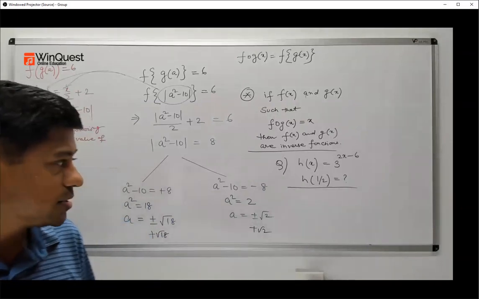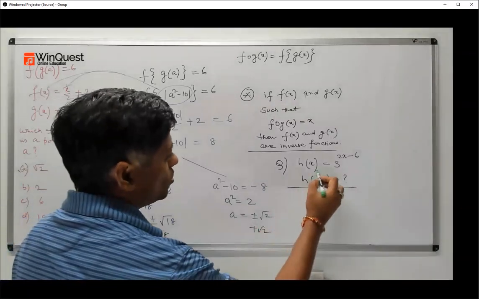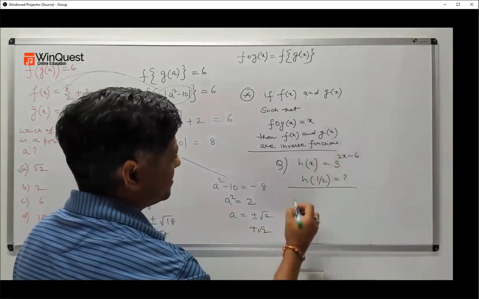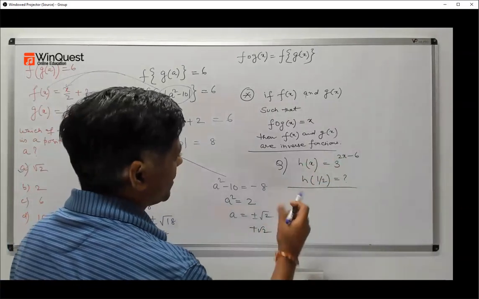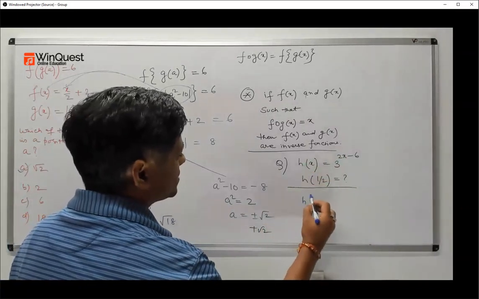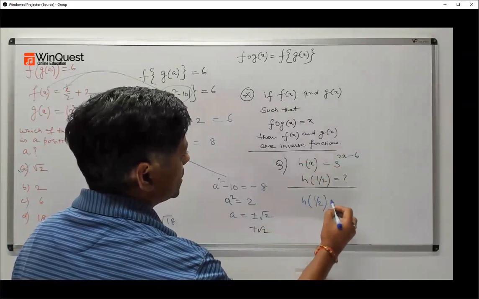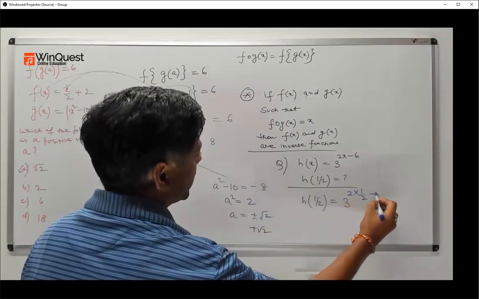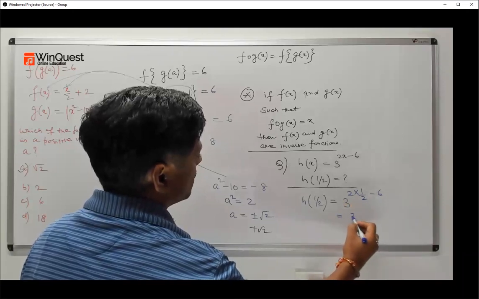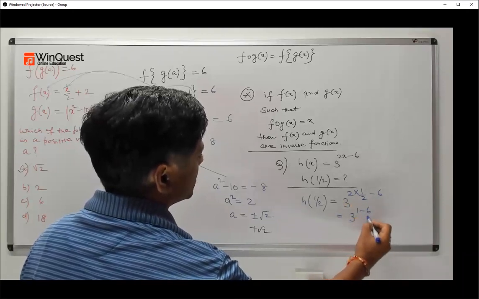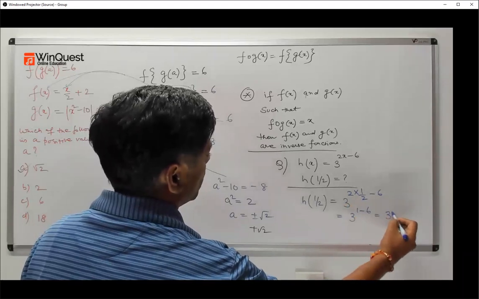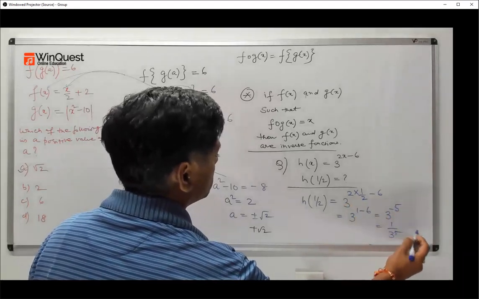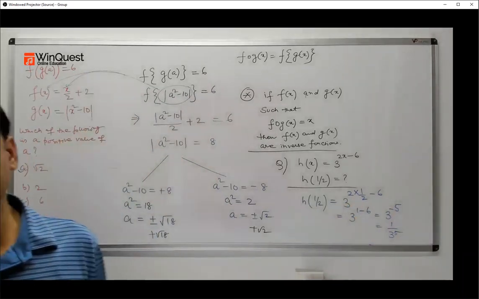So here is the thing, guys. I told you when you are solving for some value, just replace it. In this equation, I am replacing x with half. This becomes 3 to the power 2 multiplied by half minus 6. This becomes 3 to the power 1 minus 6. This becomes 3 to the power minus 5. And this becomes 1 by 3 to the power 5. And done.